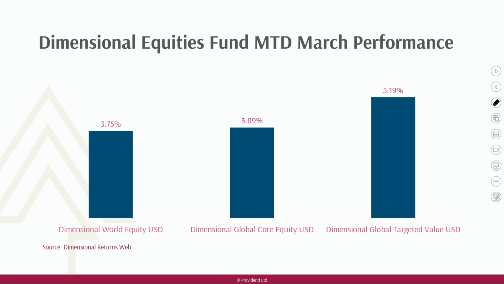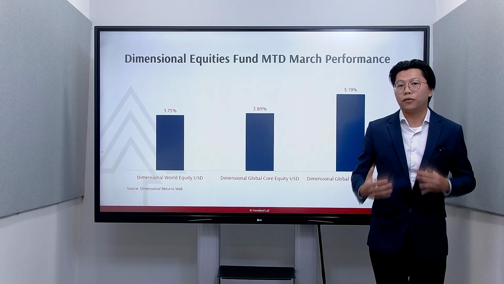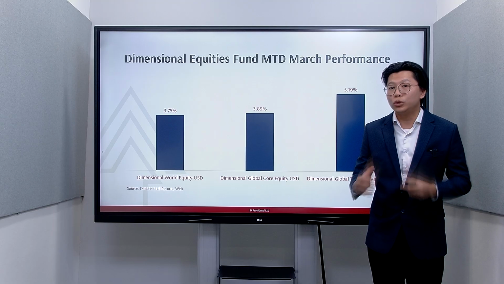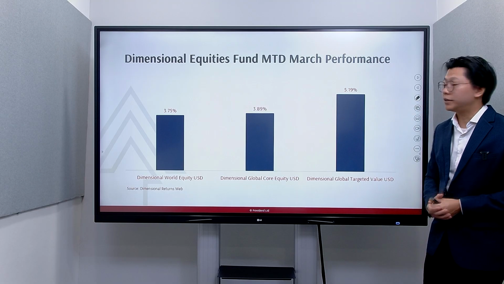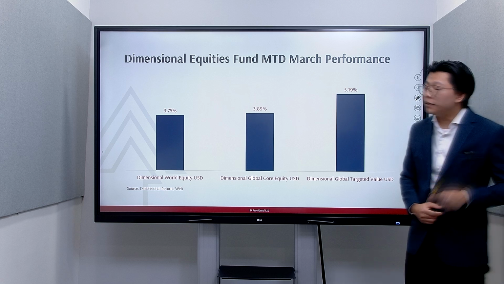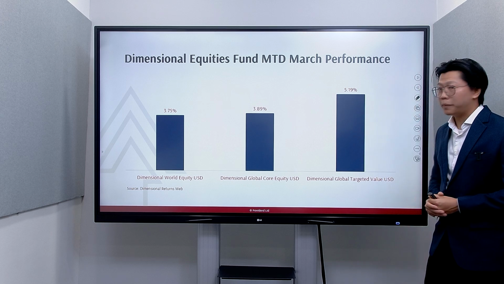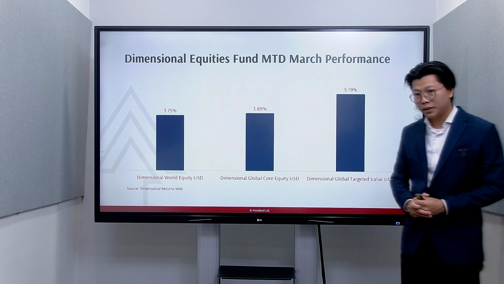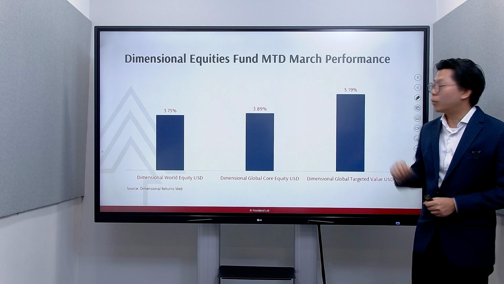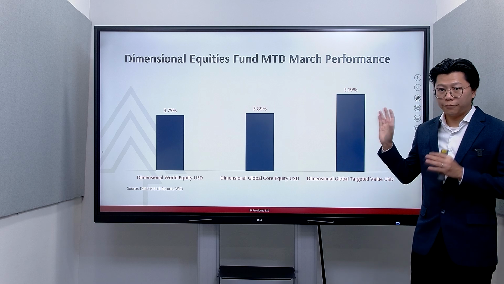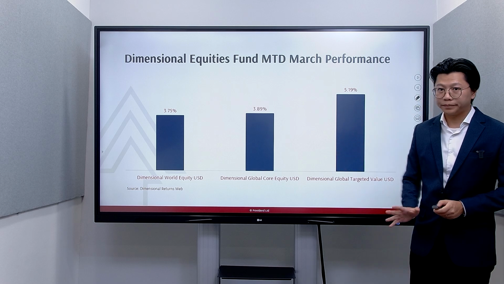Looking at the Dimensional equities funds, you can see that across the Dimensional World Equity, the Dimensional Global Core Equity, and Dimensional Global Targeted Value, they have actually outperformed the market index's average of 3.2% because value has done well. Particularly, the Global Targeted Value went up about 5.2%. That's because it is the most value-tilted fund of all the three funds.